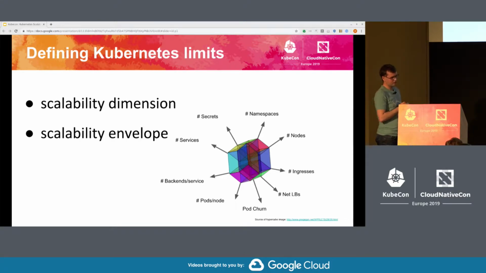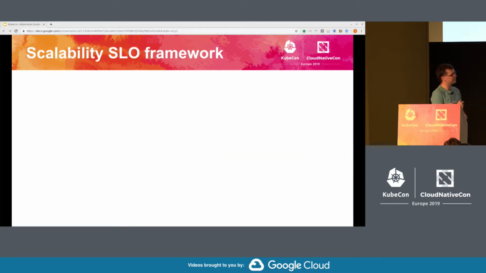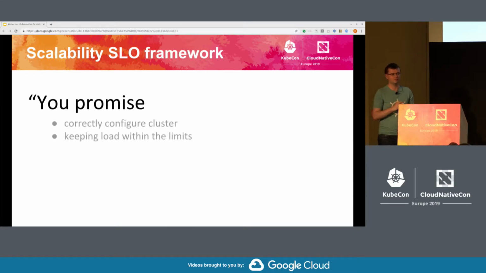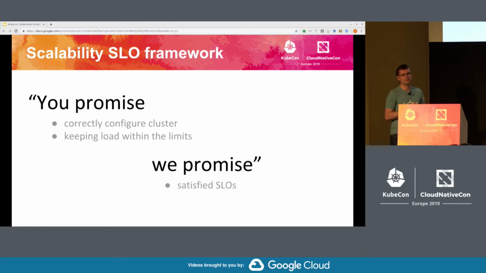But going back to our main topic, this concept of scalability envelope is one of the things that allowed us to really build a final framework for defining our SLOs. So how do we do that? What we are basically saying is that if you promise that you correctly configure your cluster, that you keep your load within the limits in all the dimensions that we have, then we promise that the SLOs will be satisfied. So this is basically the framework that we are using to define our SLOs.